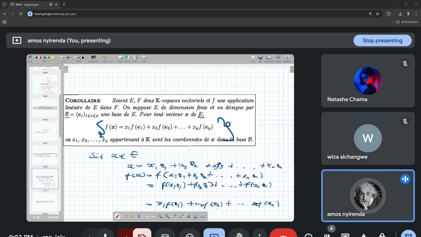Okay, so this is the aspect of génératrice, meaning every vector x in E can be written as a linear combination of elements in this base B that I have here. Then I apply the f. Then I remember that f est une application linéaire, because that's what they are saying here. F une application linéaire, and so you'll be able to get this particular proposition that we have here.